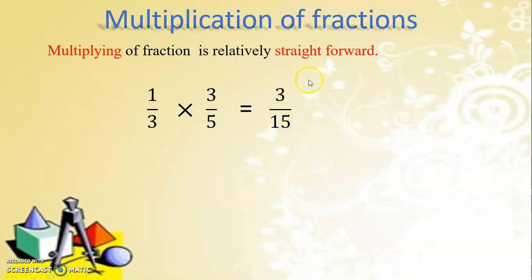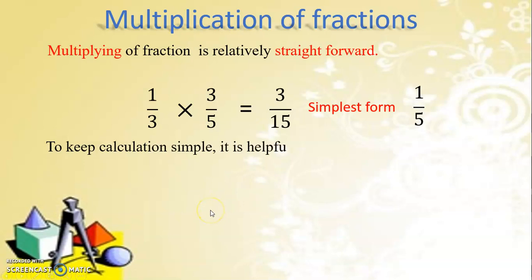Since the answer is not in simplest form, we need to change it to its simplest form. The simplest form of 3 over 15 is equal to 1 over 5. To keep calculation simple, it is helpful to look for common factors first, so you don't need to simplify afterwards. How do we do that?